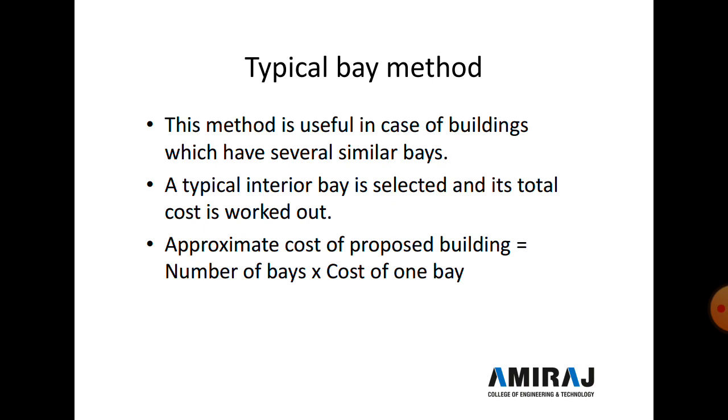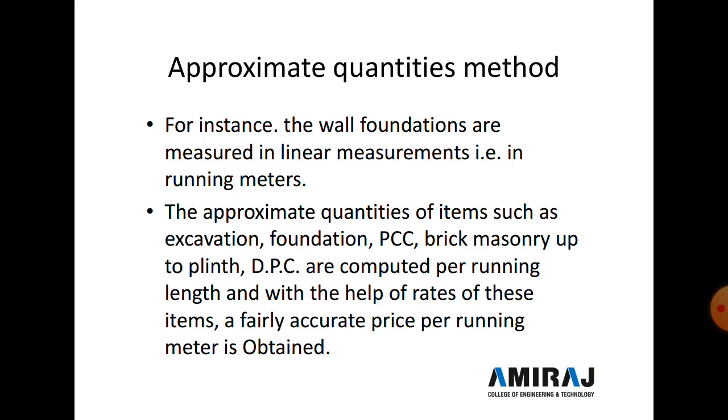Now next is the typical bay method. This method is useful in case of buildings which have several similar bays. A bay is a space from center to center of two successive columns. A typical interior bay is selected and its total cost is worked out. Then the approximate cost of the proposed building is equal to the number of bays multiplied by the cost of one bay. So what is a bay? A bay is a space from center to center of two successive columns. It's called a bay.